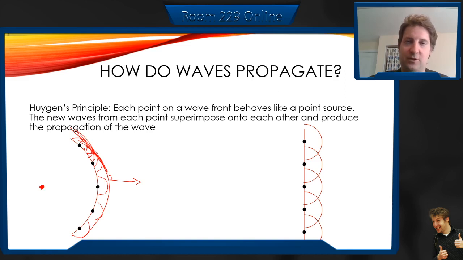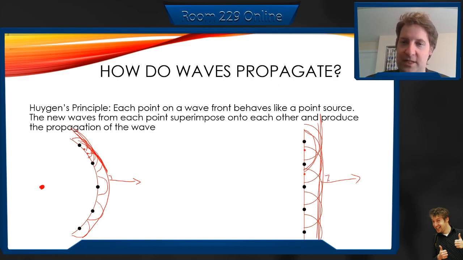Okay? So in this example on the right-hand side, this is a plane wave. This was a circular wave. This is a plane wave, a wave traveling in a line. You can now imagine a whole bunch of new point sources along there, and each of those point sources is going to make its own waves, right? And they're all going to line up and make a new wave front as it travels.